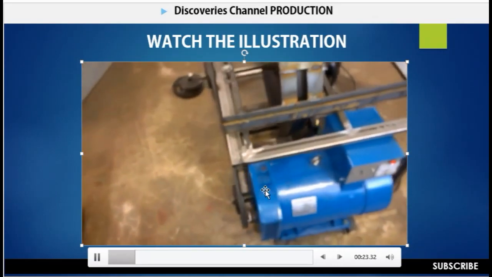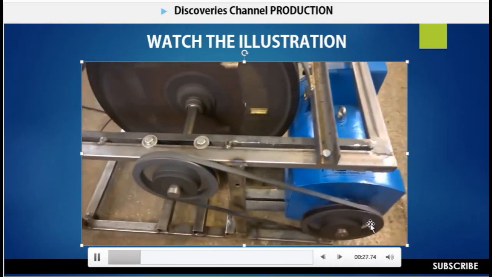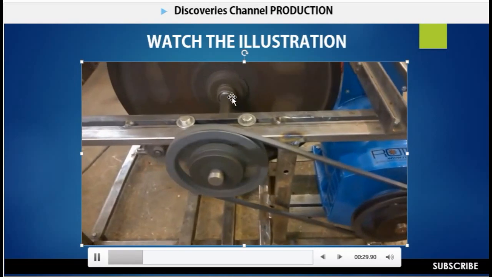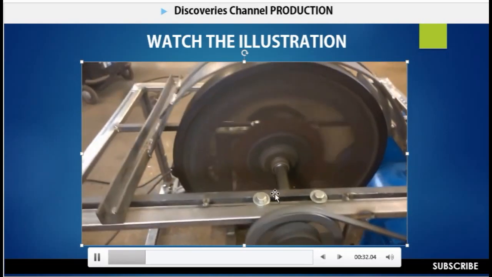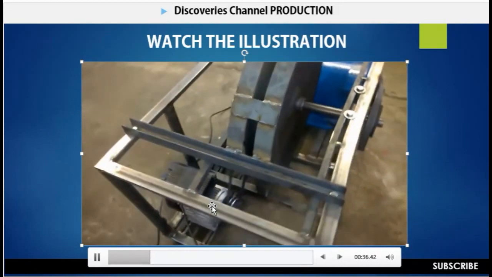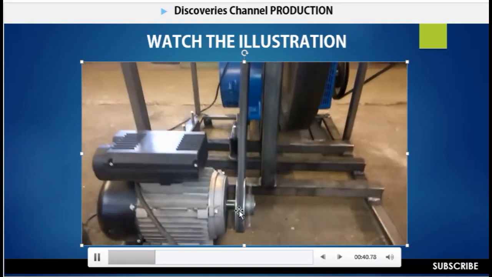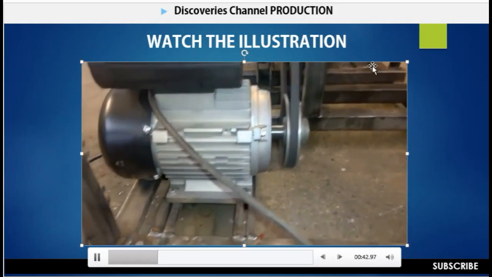Then if you consider it here, you see the belt. This is the belt of the generator that links it to the flywheel. The belt is the one that links the generator to the flywheel, and the flywheel is linked to the electric motor. And this place, this is the electric motor now. The electric motor is linked to the flywheel, while the generator is linked to this.